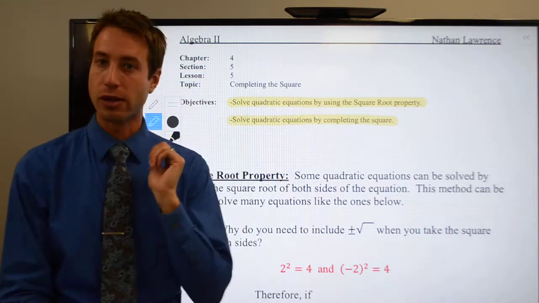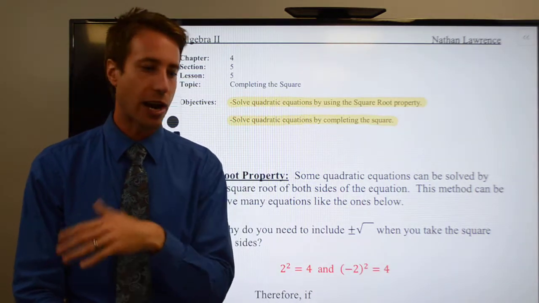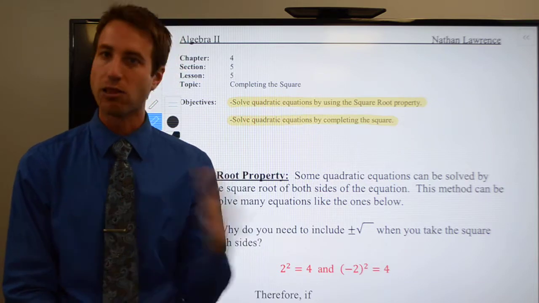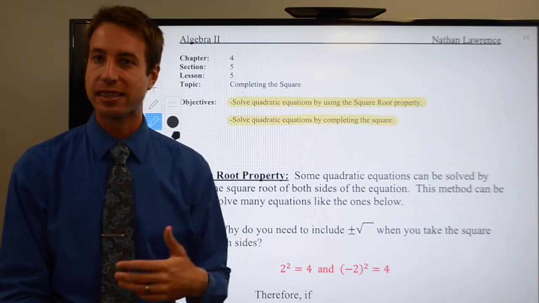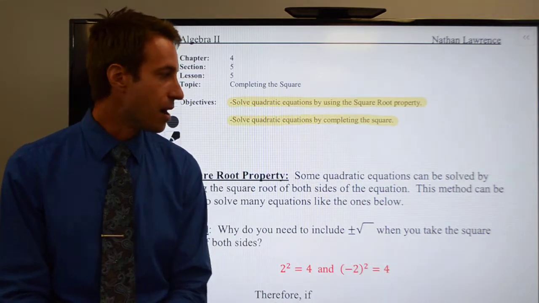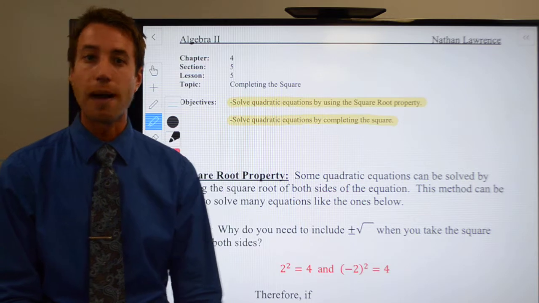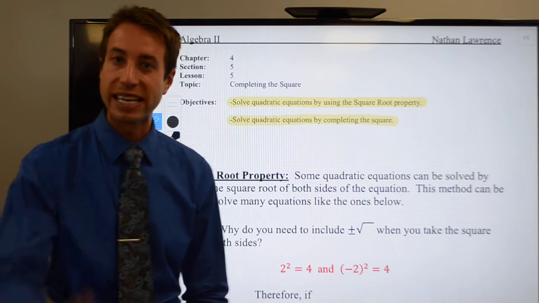And I will just tell you right up front, completing the square is hands down one of my favorite things to do in algebra. I love completing the square. I think this method is a ton of fun. It makes a lot of sense, so I really think you're going to like it a lot. With that, let's just jump right into this then.